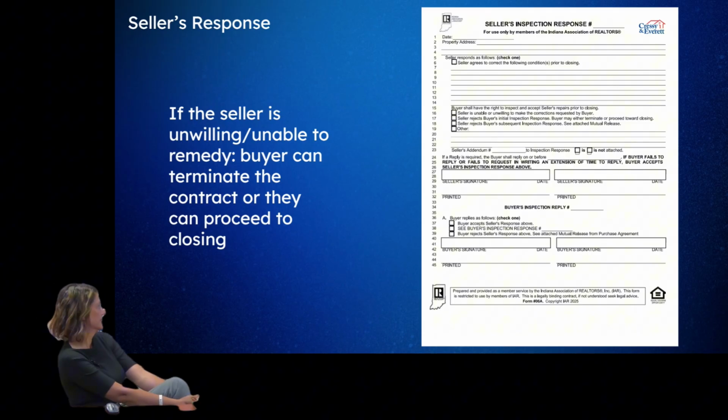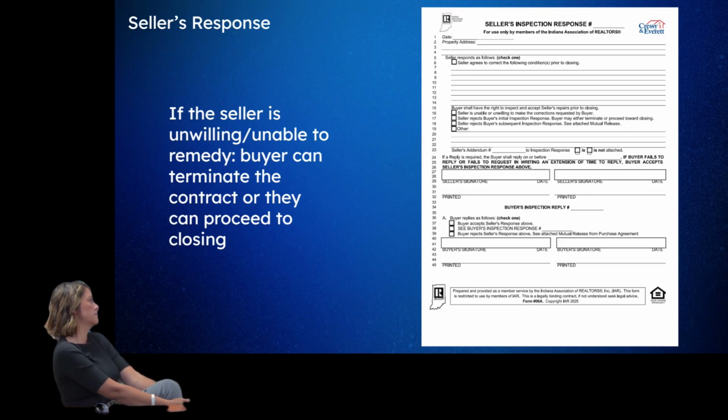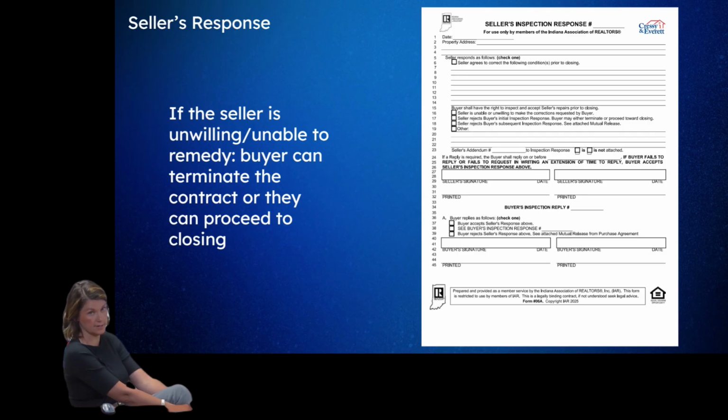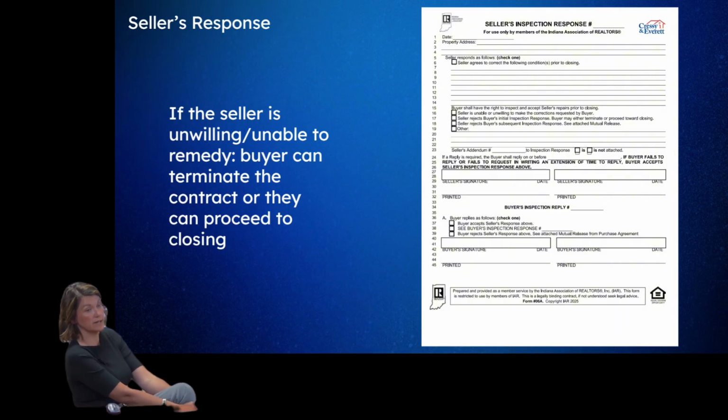It'll be fine. Okay, so if the seller is unwilling or unable to remedy, the buyer has two choices. They can terminate the contract, or they can proceed towards closing with an understanding that they are accepting the property at that point in its current condition. Those are the options. Inspections are where deals usually fall apart, and where we fight for earnest money, right? When we start to talk about these things.